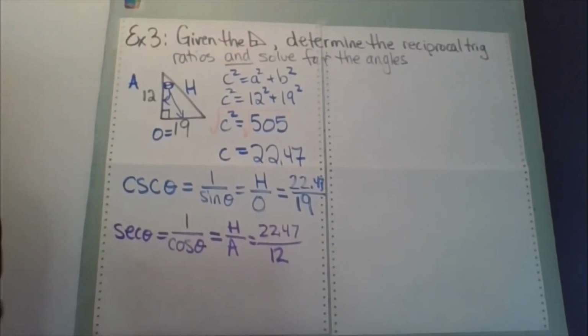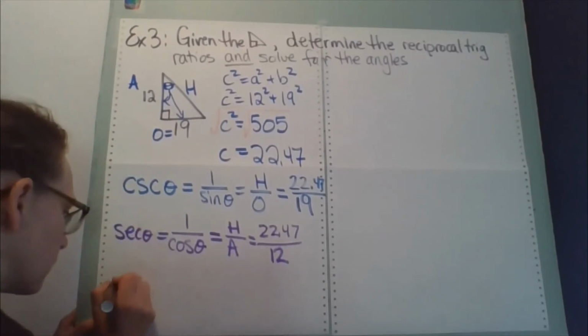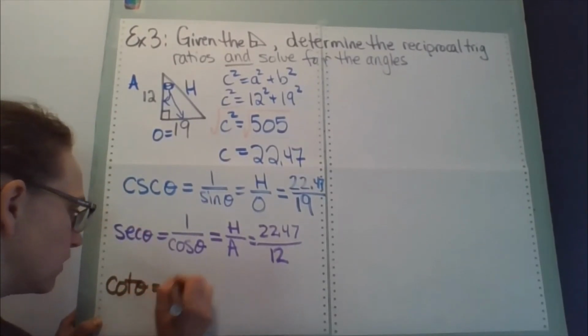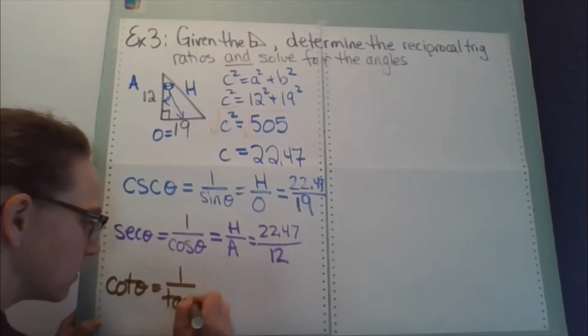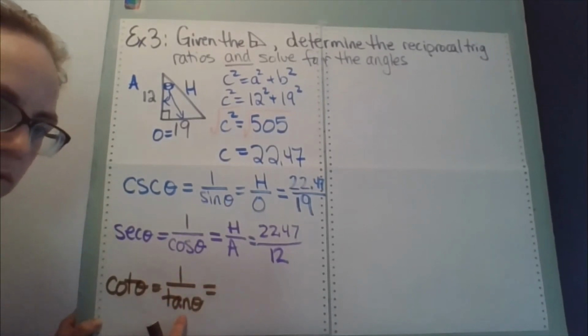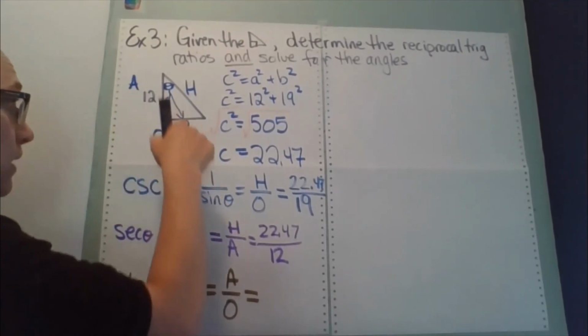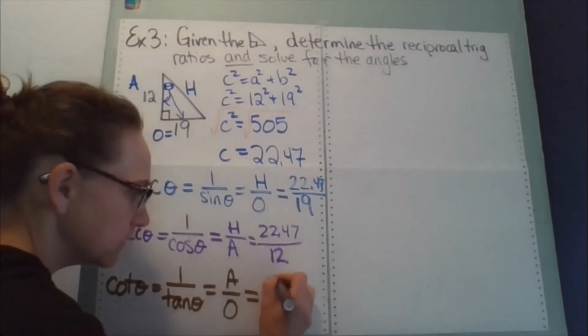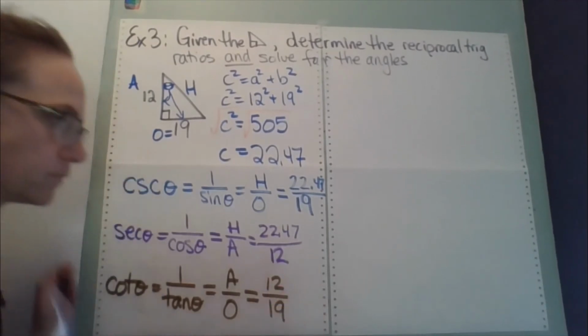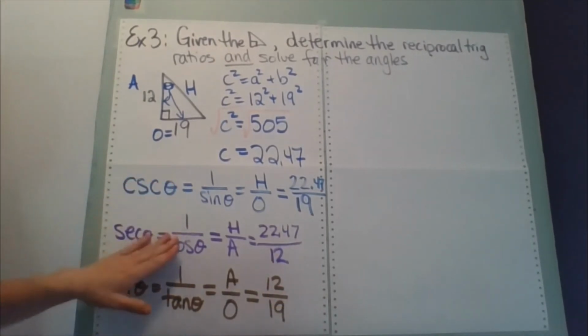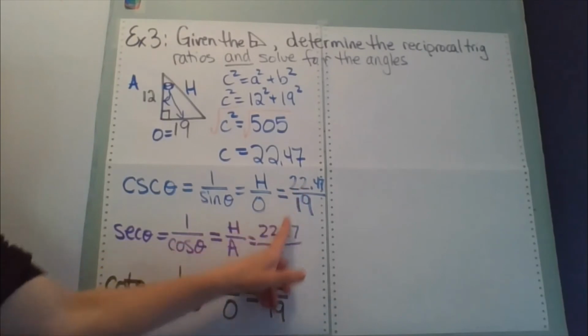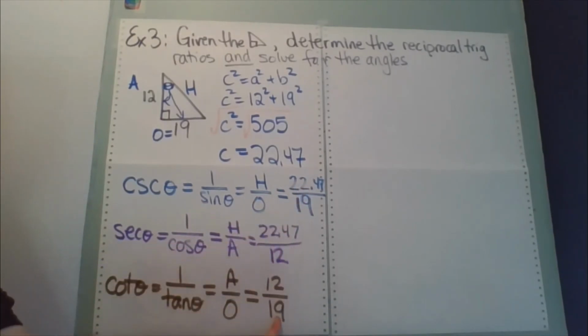Good. And then cotangent, let's get that one in there. Cotangent of the angle is 1 over tan. Remember, tan is opposite over adjacent, so this one's adjacent over opposite. And that would give me 12 over 19. So there I have my 3 reciprocal trig ratios. Ratio just means fraction.